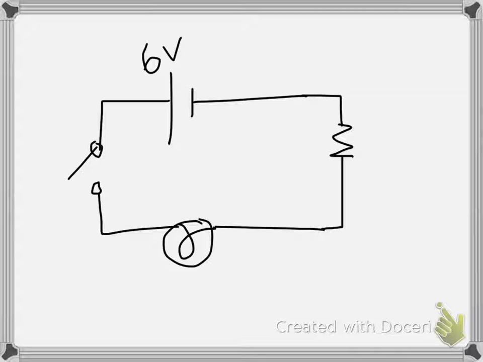When the switch is open, the circuit's broken. We're not transmitting current to the bulb. When the switch is closed, we have a completed circuit.